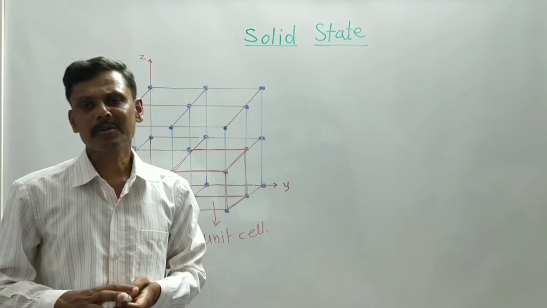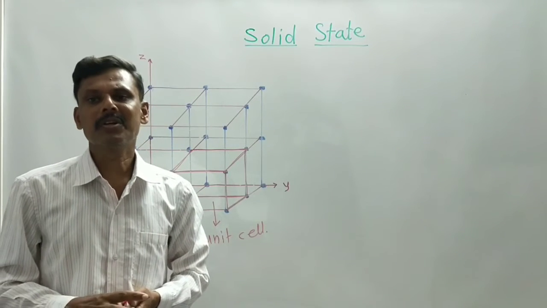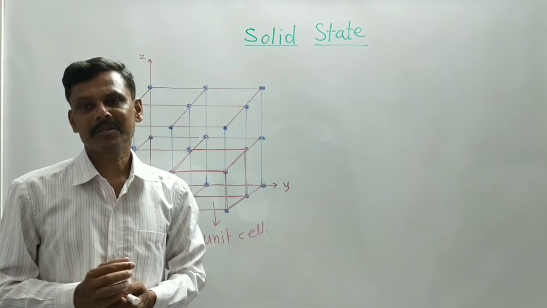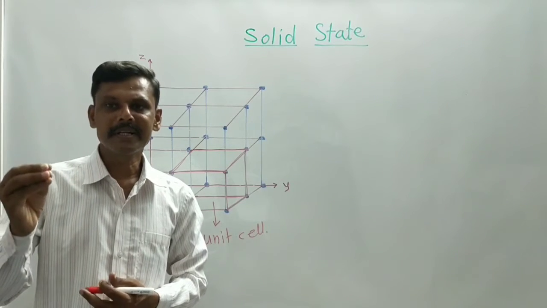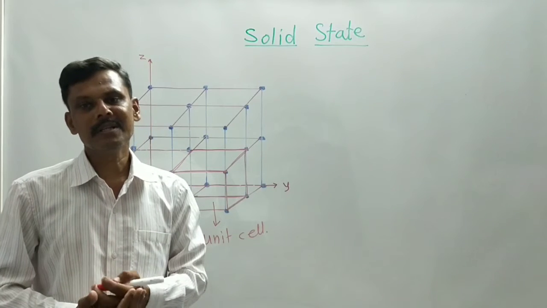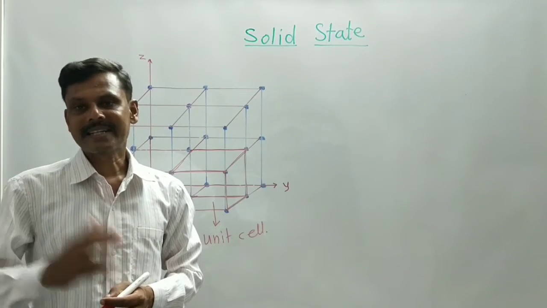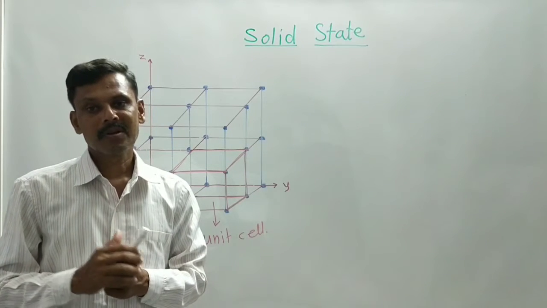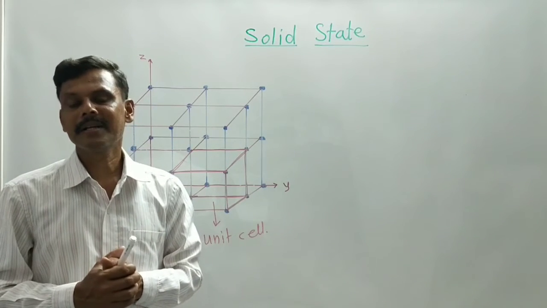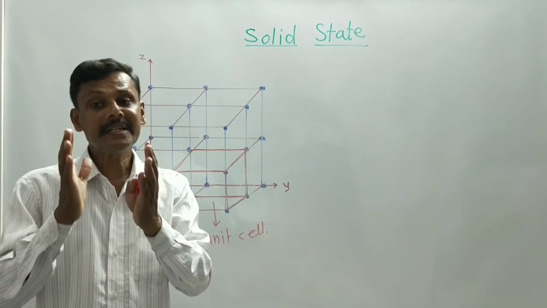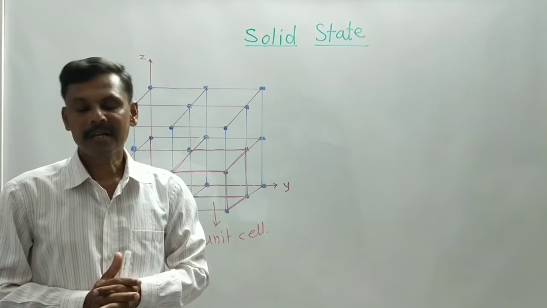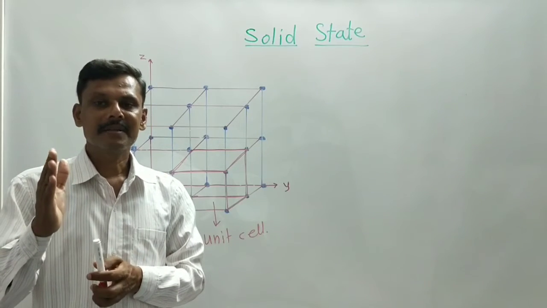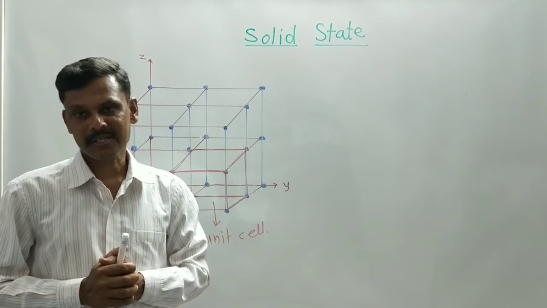That 7 types of arrangement of points, we call this arrangement as crystal system. So 7 types of geometrical shapes are possible, which we call as crystal system. And in this crystal system, we can arrange particles in 14 different ways. And these 14 different ways, we call them as Bravais lattices.